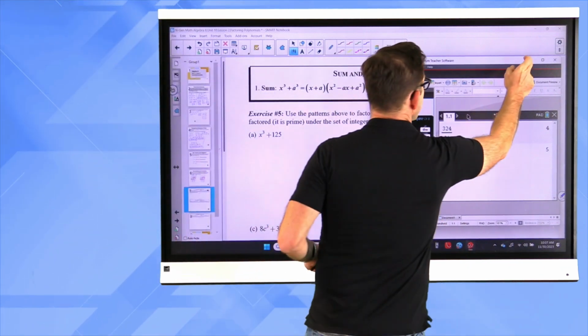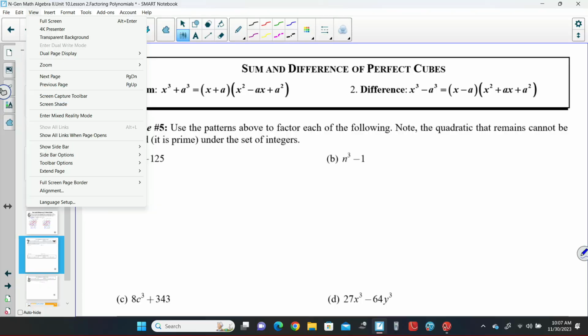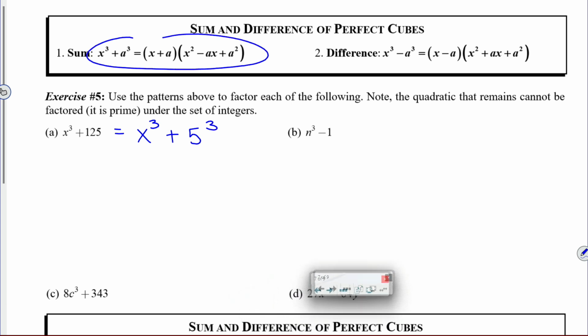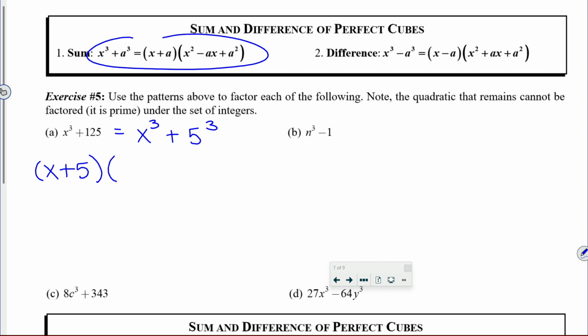All right, so let's go back in here and take a look. So we're going to think about x cubed plus 125 as being x cubed plus 5 cubed. And that means we're going to use the sum of perfect cubes formula. Now, what does that say? Well, it says that this will all factor into x plus 5 times x squared minus 5x plus 5 squared.